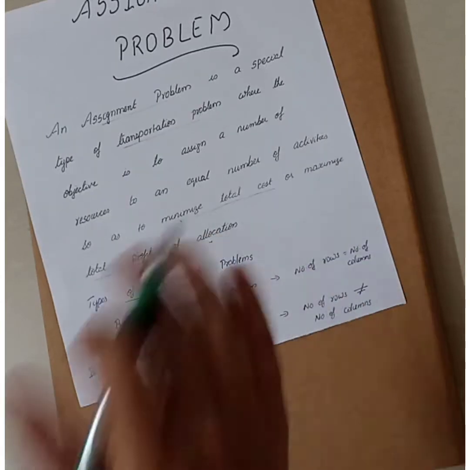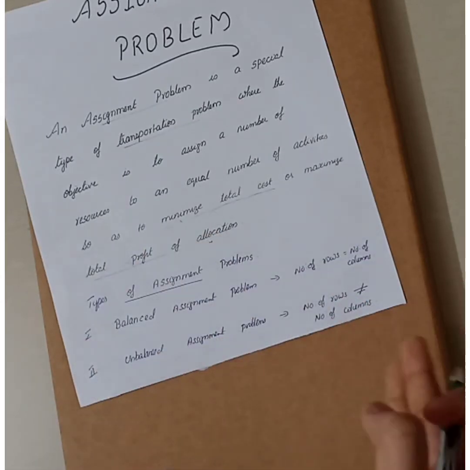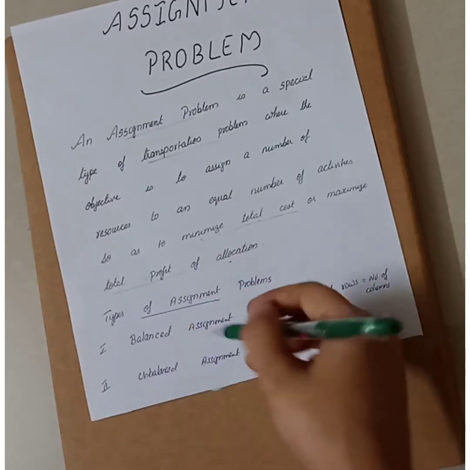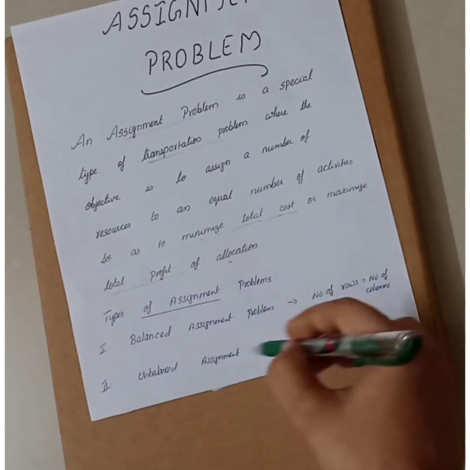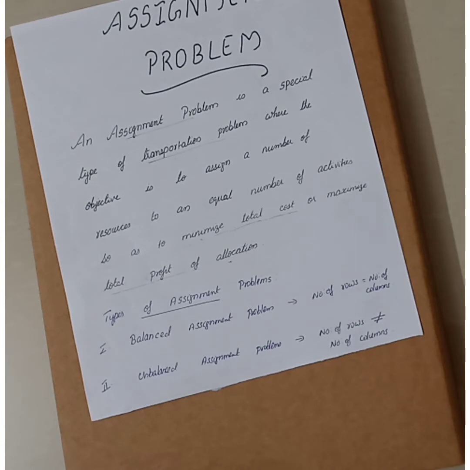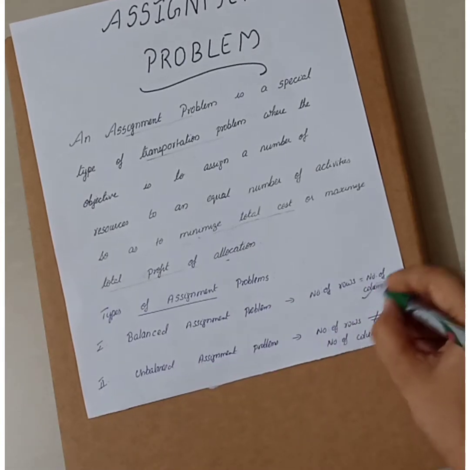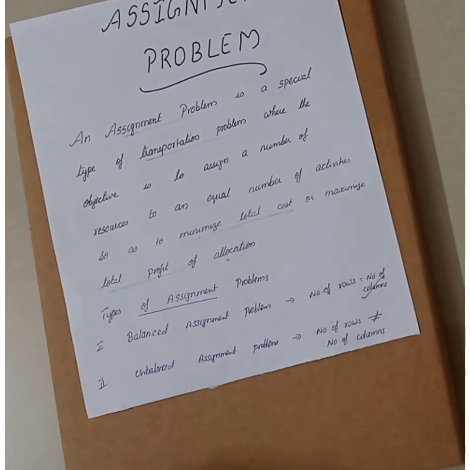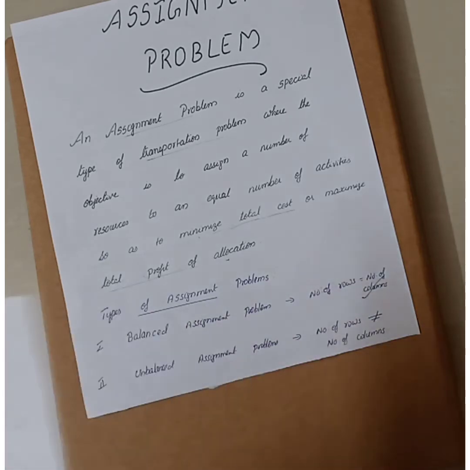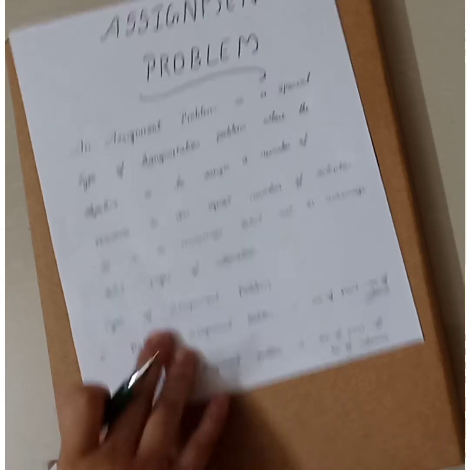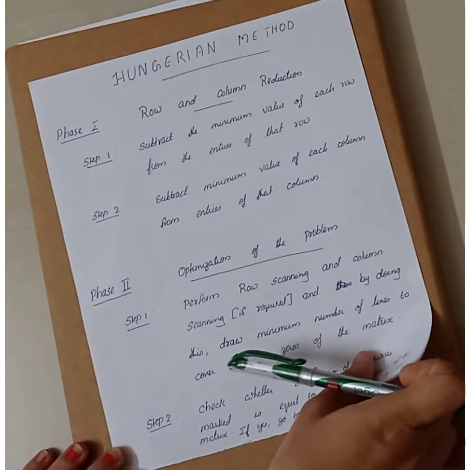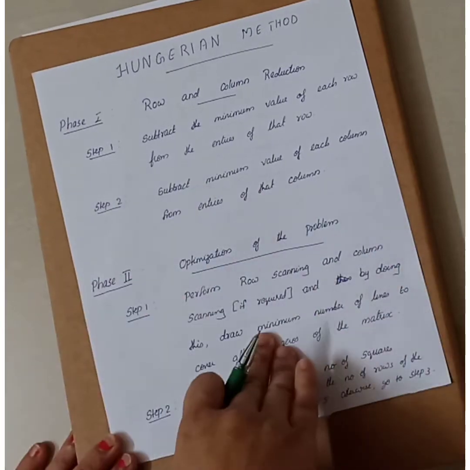Now there are two different types of assignment problem, just like how we studied the transportation problem. One is the balanced assignment problem and the other is the unbalanced assignment problem. Balanced assignment problem means the number of rows is equal to the number of columns, and in an unbalanced assignment problem the number of rows is not equal to the number of columns. In order to solve an assignment problem, the method that we usually use is called the Hungarian method.